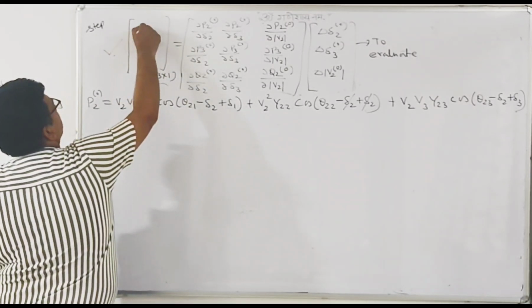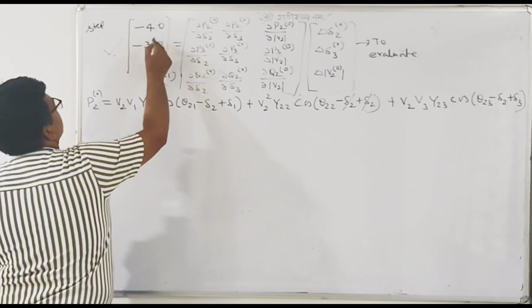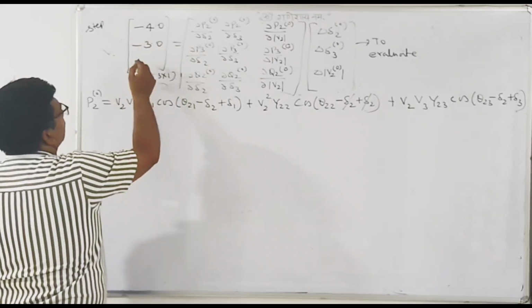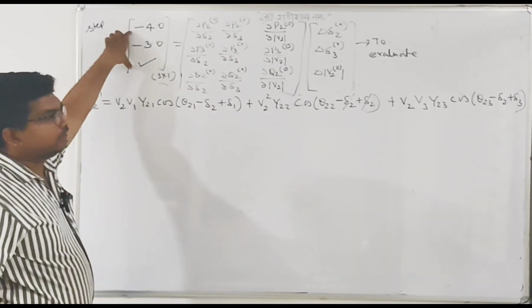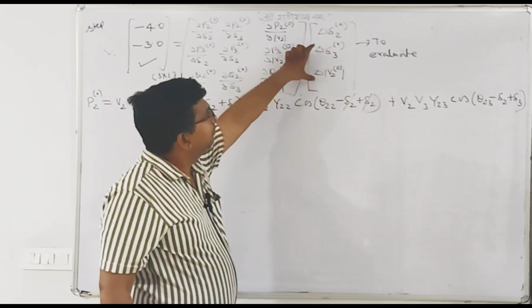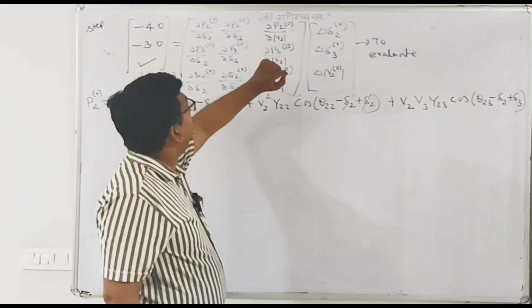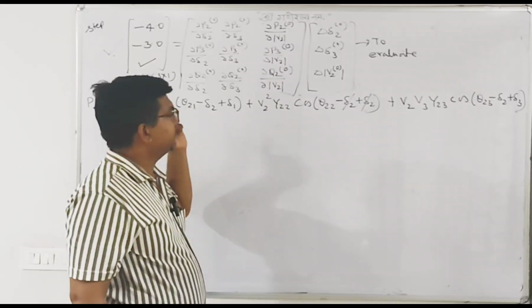The P2 change in power was minus 4.0. What is this? Minus 3.0. And Q2. Depending upon that, the value we will determine. We know all these quantities. Now we have to determine these unknown vectors. So we will determine the Jacobian elements.